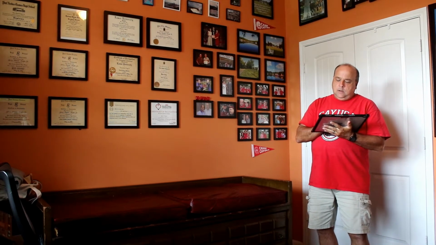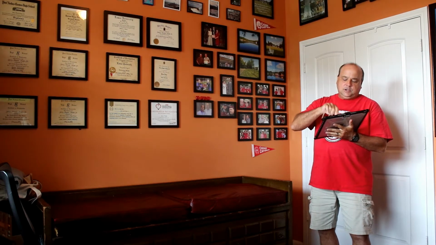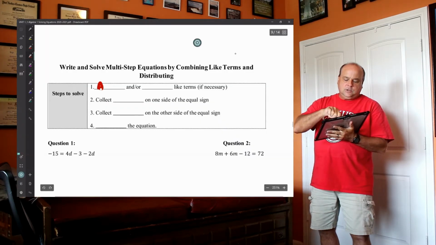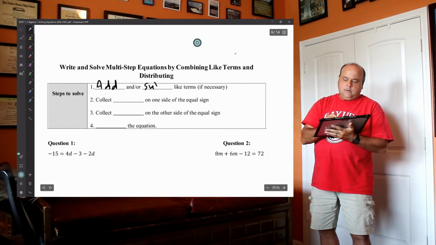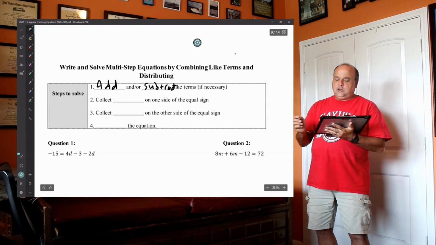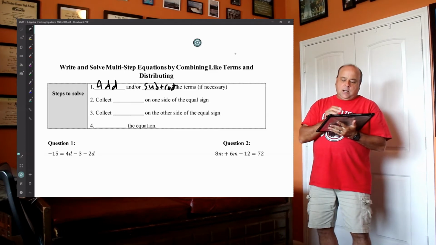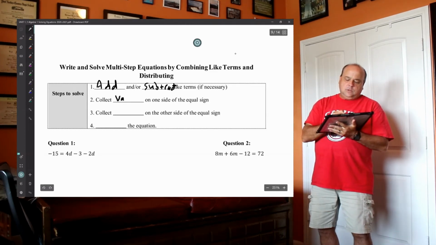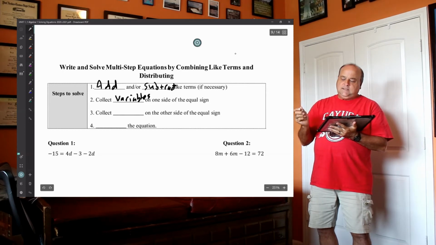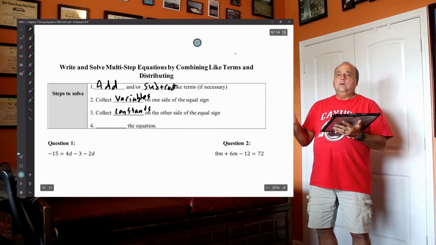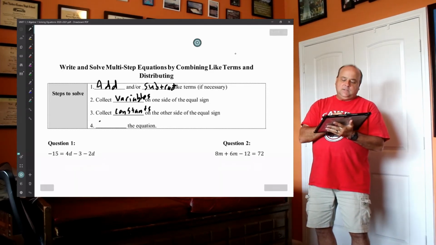So 1, combine or add, and let me change colors here. Add and or subtract like terms if necessary. So you're going to add and subtract the like terms if necessary. Collect variables on one side of the equal sign. Collect constants on the other side of the equal sign, and then solve the equation.